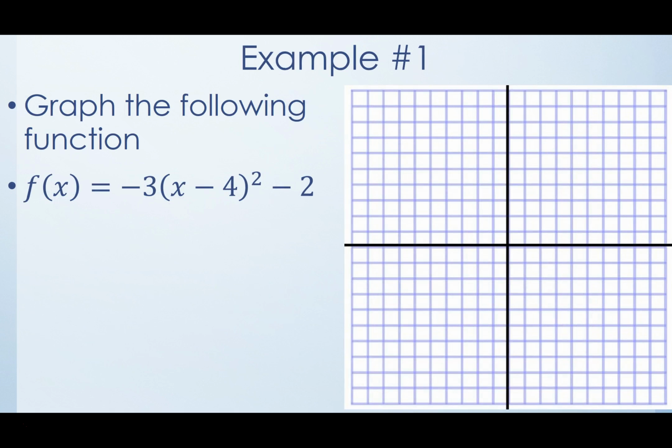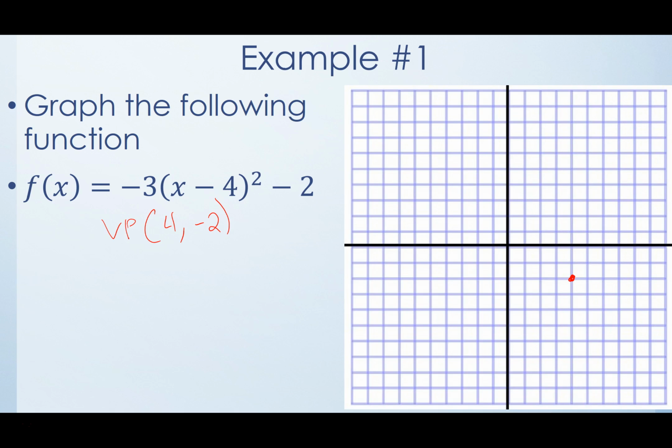Alright, so we want to graph this particular function right here. f(x) = -3(x - 4)² - 2. So our vertex point would be at positive 4, negative 2. Like with our absolute value, the x-coordinate is the opposite sign, the y-coordinate is the same number. So when we plot positive 4, negative 2, we're going to be down here.